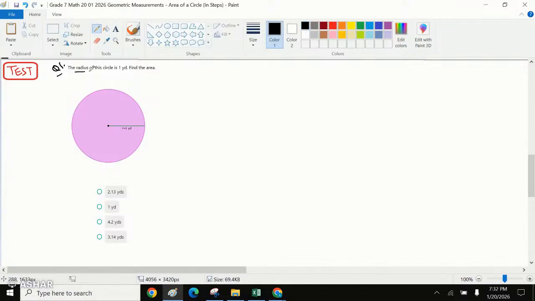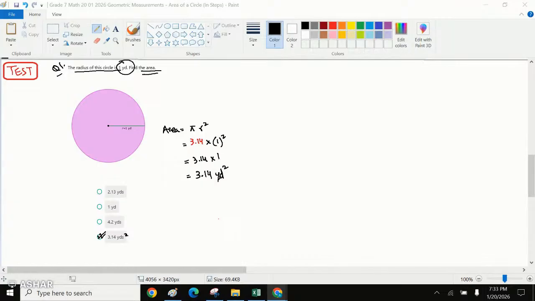See, we know that the radius is already given to us. We know the formula for area is pi r squared. That would be 3.14 multiplied with the radius, and the radius was given as 1, squared. So 3.14 multiplied by 1 stays as 3.14, but we have to give yards squared. So 3.14 yards squared is the correct answer, right? We need to have a square because we are trying to find the area. Area is a two-dimensional value, right? So whenever we are doing an area, we put a square on the unit.